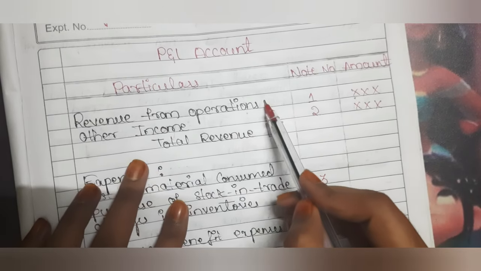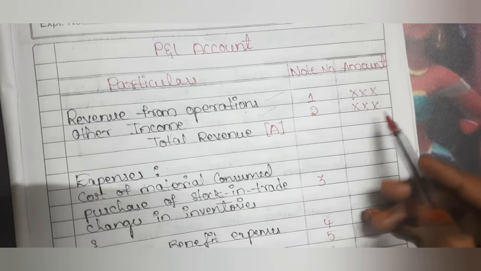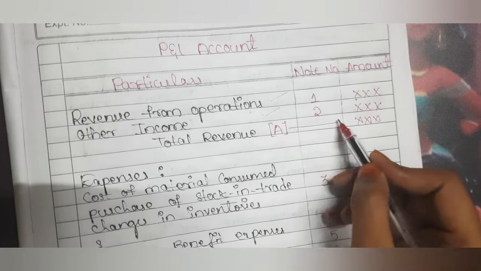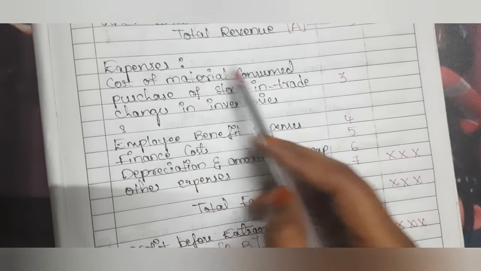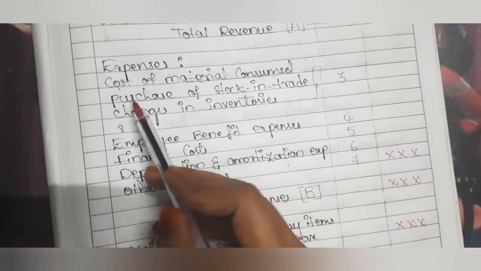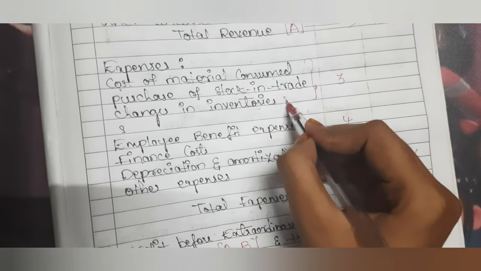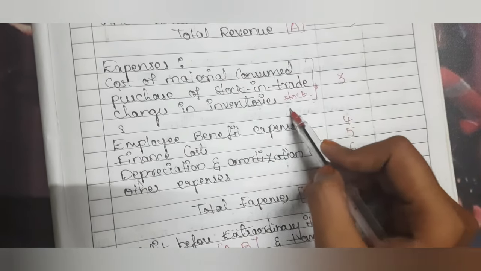After getting revenue from operations and other income, you need to add those amounts and take the total. Okay, total, and this total will be nothing but A. Getting my point? A it will be. Then it is expenses. In expenses, you might get anything out of these three: cost of material consumed, purchase of stock in trade, changes in inventories. Inventories is nothing but stock. Yes or no? Inventories is nothing but stock. So out of these three, you may get anything.